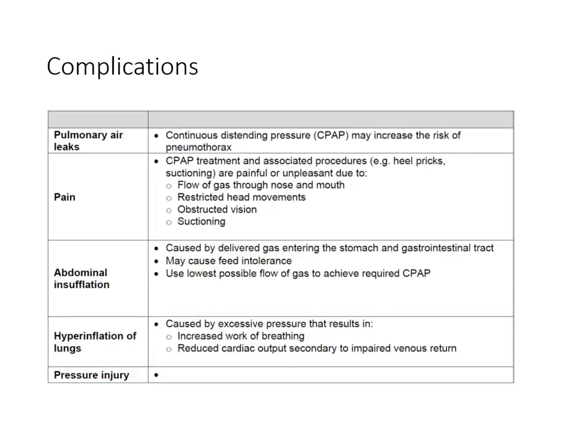So what complications can you see with CPAP? You can see pulmonary air leaks, especially when we are using high levels of PEEP. It may increase the chance of pneumothorax, and when there is a severe HMD, that can also lead to development of pneumothorax on CPAP.